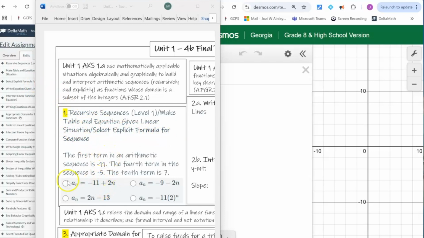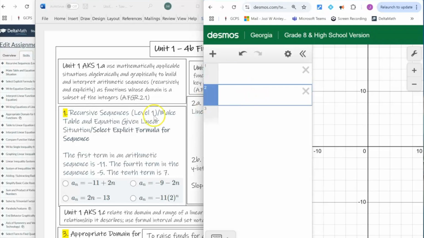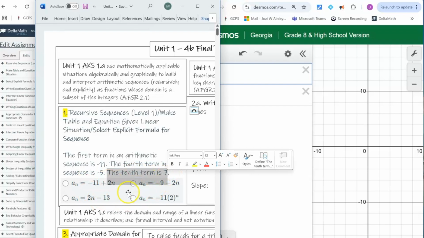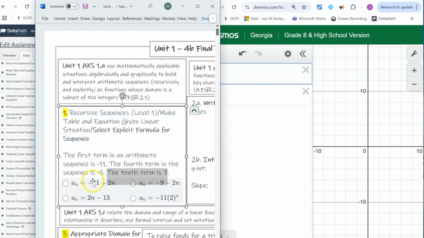But remember, anytime they give you multiple choice, I need you to put the question and the answer here. So there is no question to put in here. All I know is the first term is negative 11, and I'm just going to highlight that. The fourth term is negative 5, and the 10th term is negative 7. Whichever one of these sequences gives me those results is my solution.